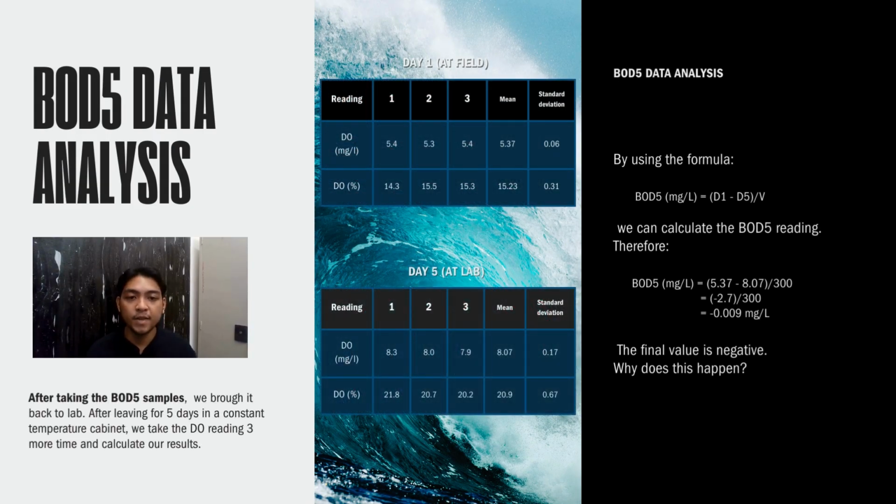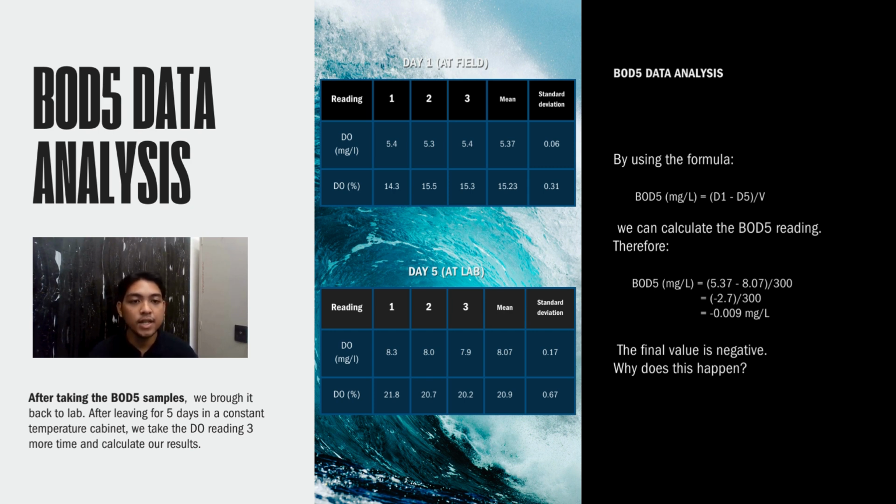So as you can see from the video that we just showed, after taking the BOD5 sample, we brought it back to the lab. And after leaving it for 5 days in a constant temperature cabinet, we took the DO reading 3 more times and calculated our result. The result can be seen on the table right now.